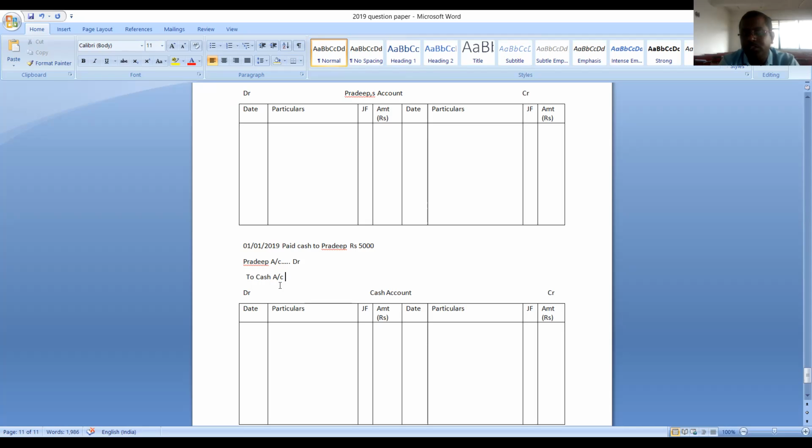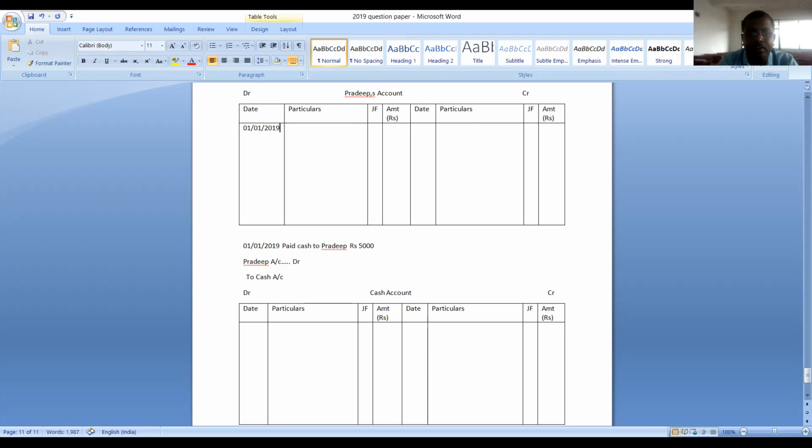Here, what is the journal entry? Pradeep's account debit to cash account. So here is Pradeep's account and this particular account is showing which balance? Debit balance. It is debited, no? So Pradeep's account is debit. We should move on to the debit side of Pradeep's account. We should write the date of the transaction, right?